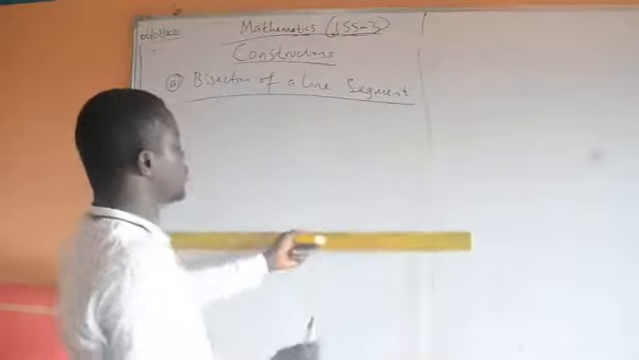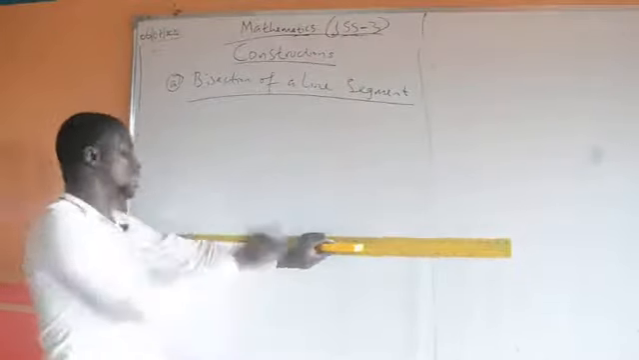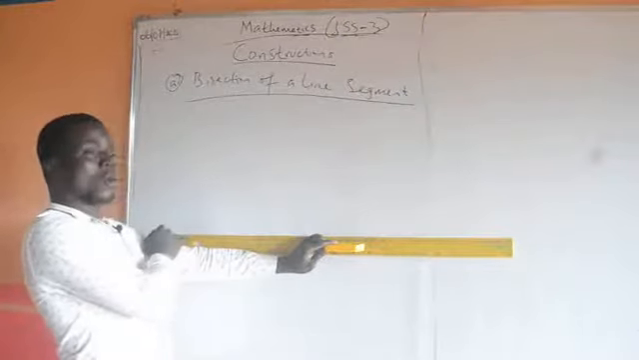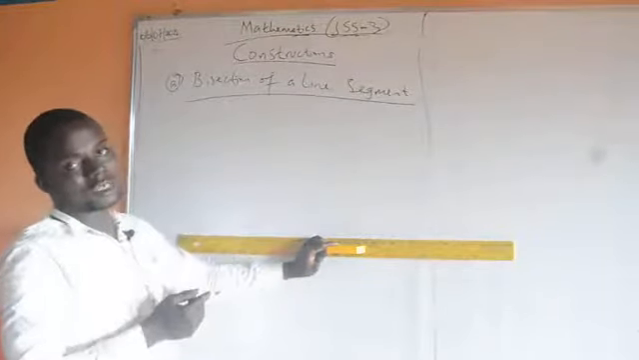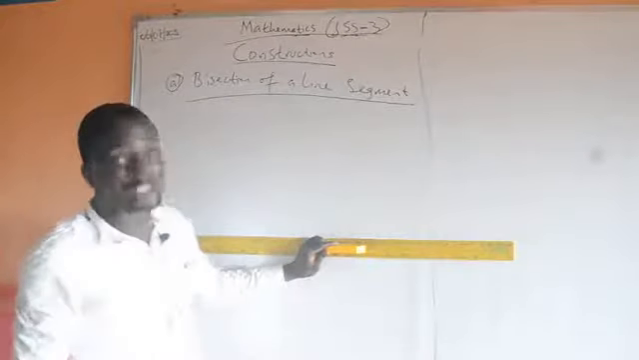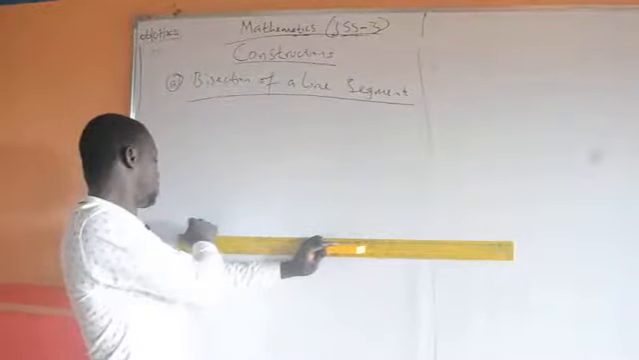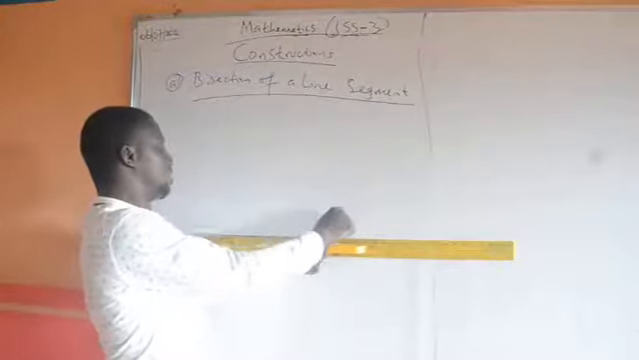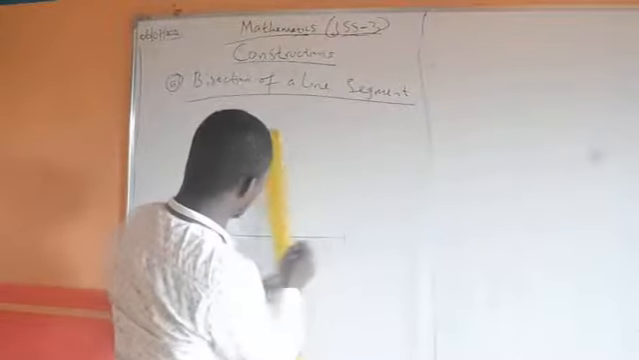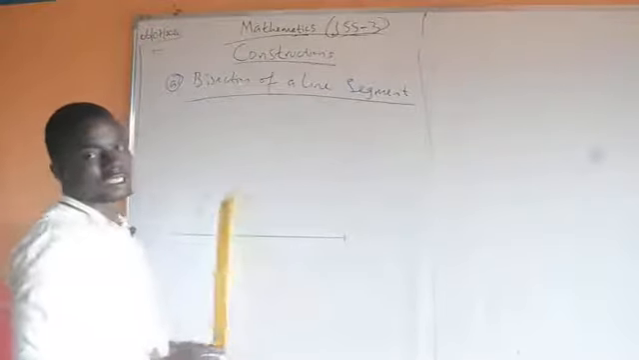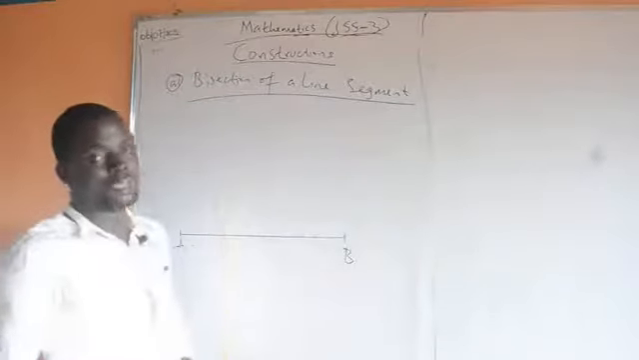Just draw line AB with the ruler. Measure out, let's say, 8 cm. From this point, don't start from here. Start from where you have the zero mark, then down to your 8, because your ruler is calibrated in centimeters and millimeters. Use the one that is measured in centimeters. So this is my 8 cm, I call it AB. Let me draw a mark here to represent points A and B respectively.